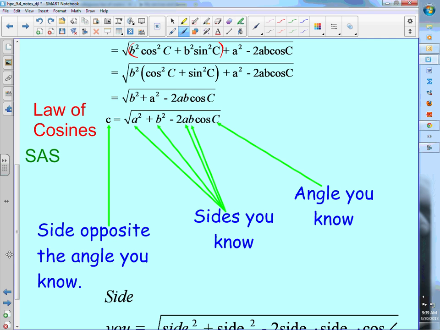And it's law of cosines when you know the two sides and the angle in between. c, little c, that's the side that you're looking for. It's opposite the angle that you were given. And a and b are the sides you know. C is the angle you know.